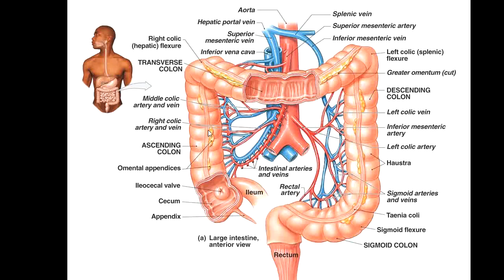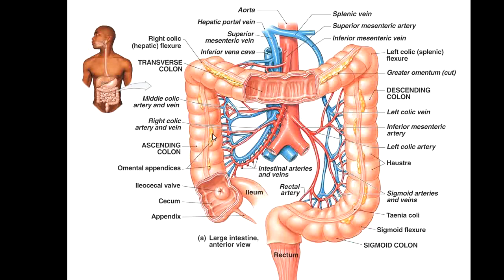Similarly, you can also see small fat-like pouches, this fat-like structure. These are called omental appendices, or omental appendages. What is the function of these appendages? Actually, this is part of the omentum. What is the function of the omentum in the body?